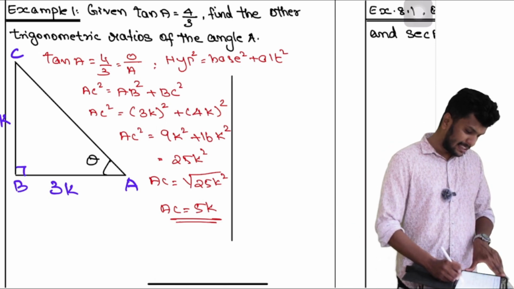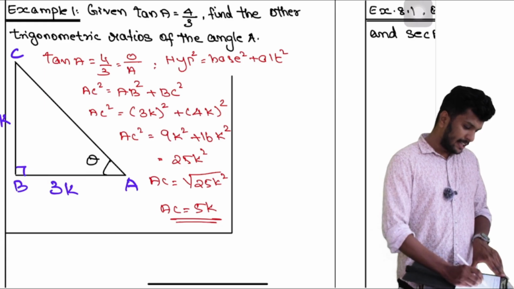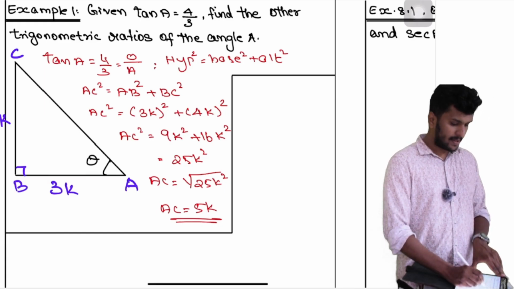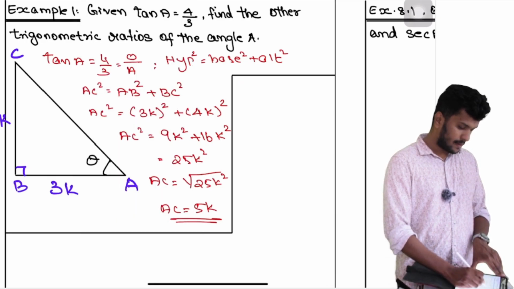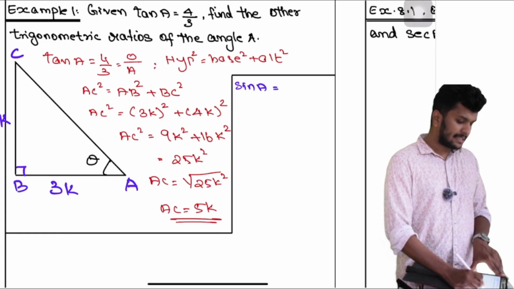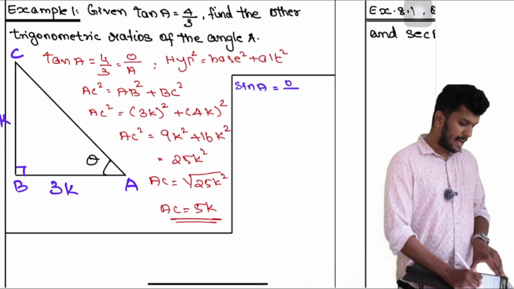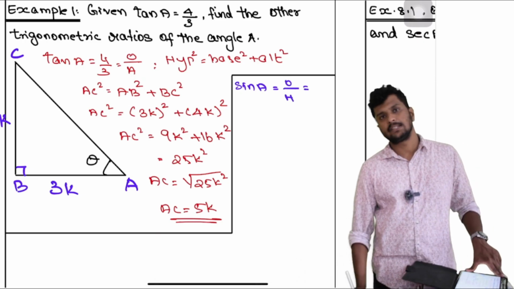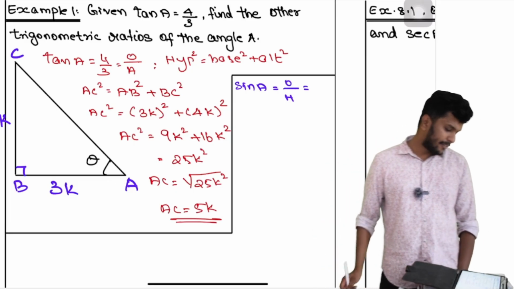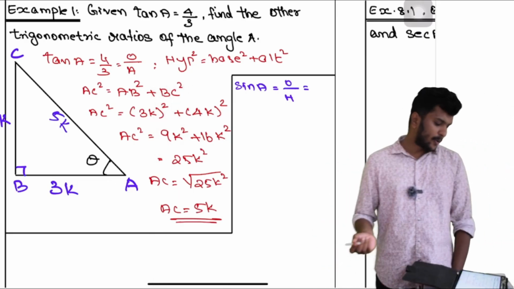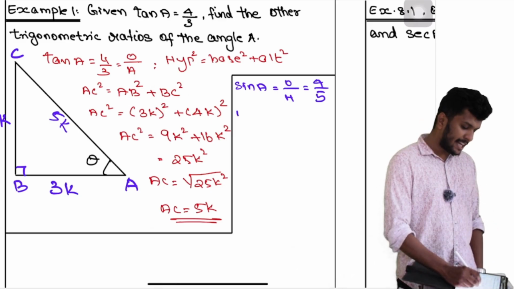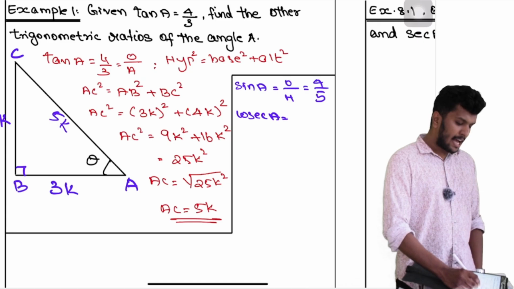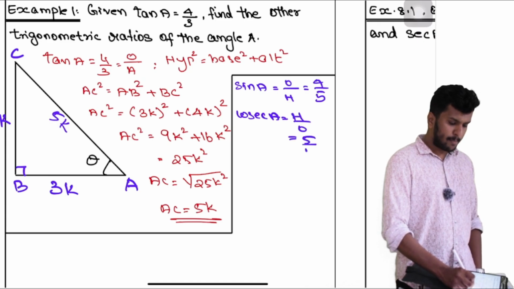Now we have to find the other trigonometric ratios. So first we are going to find sine A. Sine A is equal to opposite by hypotenuse. So what is the opposite side, my dear friends? We got the hypotenuse as 5k. Do not forget, opposite is 4k, hypotenuse is 5k. 4k by 5k, you have 4 by 5. Now its reciprocal, cosec A: hypotenuse by opposite, you have 5 by 4.